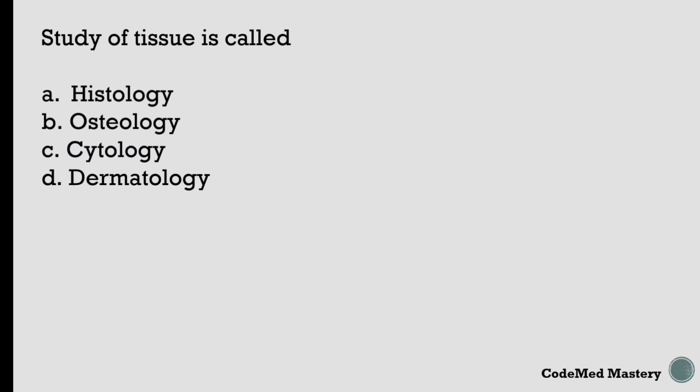Next question, study of tissue is called, the right answer is option A, histology. Osteology is the study of bones. Cytology is the study of cells. Dermatology is the study of skin. Study of tissue is histology.